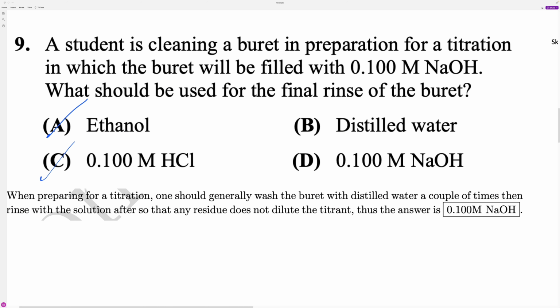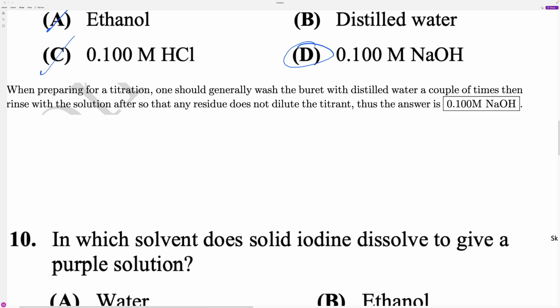However, like I mentioned, you don't want dilution of the substance. So for the final rinse of the burette, you want to rinse it with the same substance as you're filling it with. In this case, that's going to be D. We actually do wash it with distilled water as well, but that's only for the first couple of washes so that we clear out any contaminants, and then we wash it out with the same substance to reduce dilution. So our answer is D.